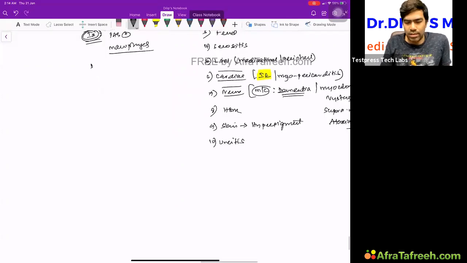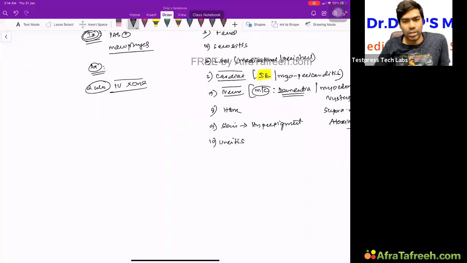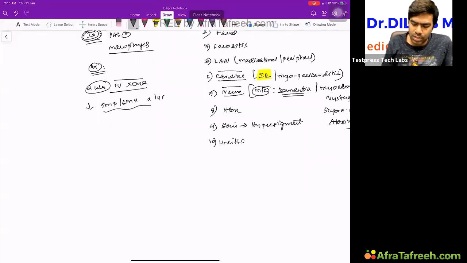Treatment wise, very difficult. Very difficult to treat. Eradication is quite difficult. There are multiple regimens, but in general, we can give 2 weeks of IV ceftriaxone, 2 grams once a day. Then this should be followed by a maintenance dose of trimethoprim and sulfamethoxazole for 1 year. Which means it's a long-term treatment.